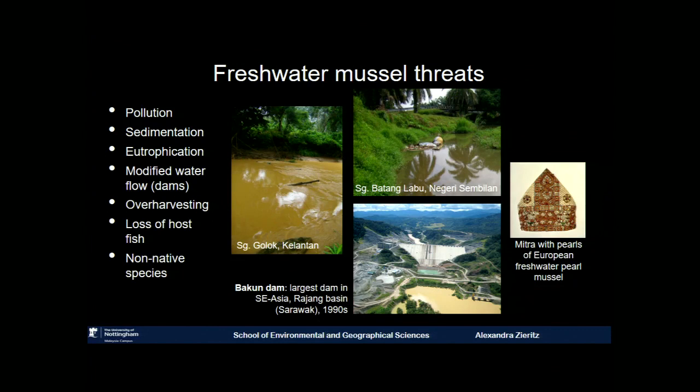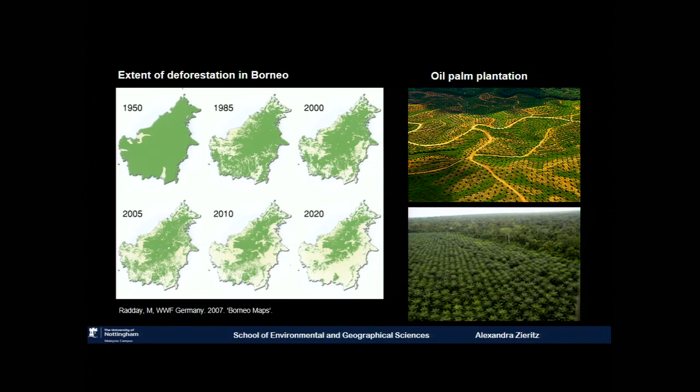And then we have Southeast Asia's largest dam in the Rajang Basin in Sarawak. This is actually just an indication of over-harvesting. All of these are pearls. These are from the freshwater pearl mussel in Europe.